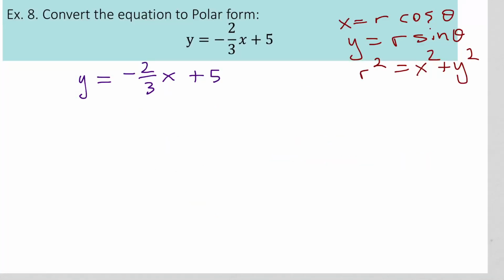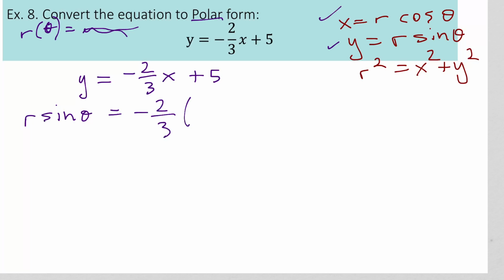All right, in this equation, we're going to polar form, so that means we want to solve for r of theta. So we want to isolate r of theta on the left-hand side, and whatever else would be on the right-hand side. So the first thing I'm going to do is substitute for y on the left, r sine of theta, and x on the right, x is r cosine of theta. And I want to solve this for r.